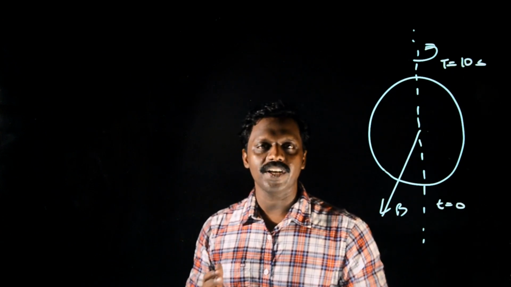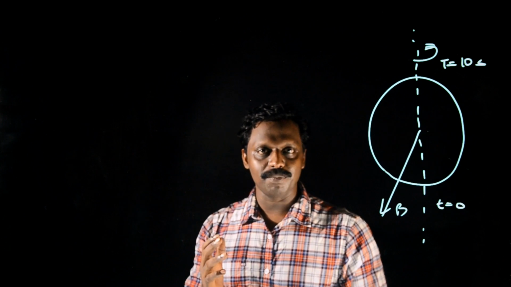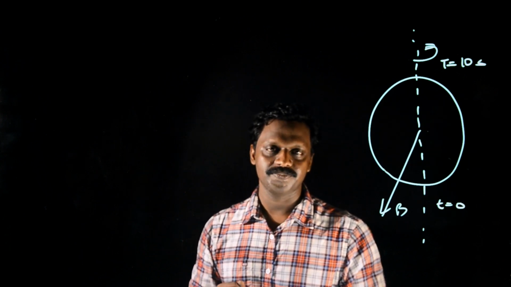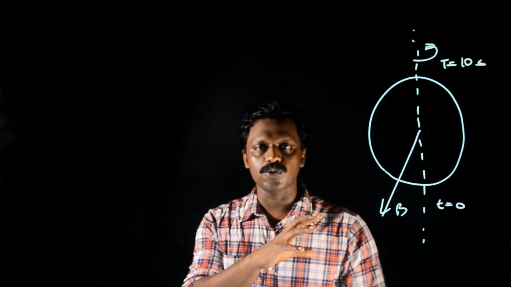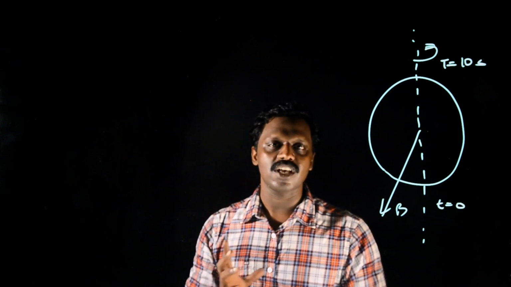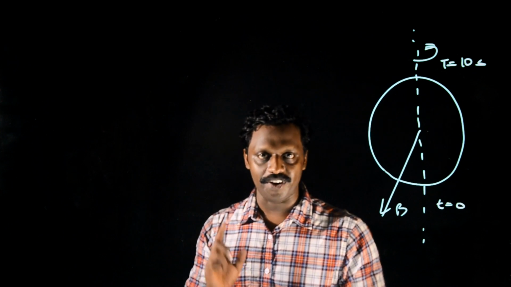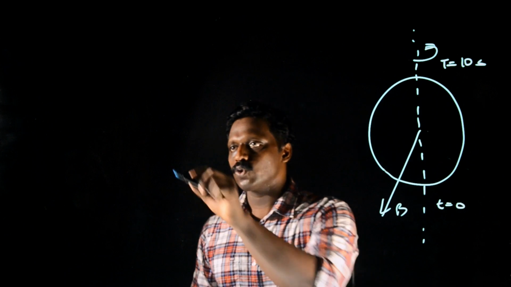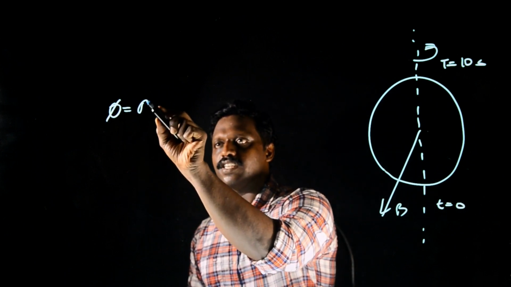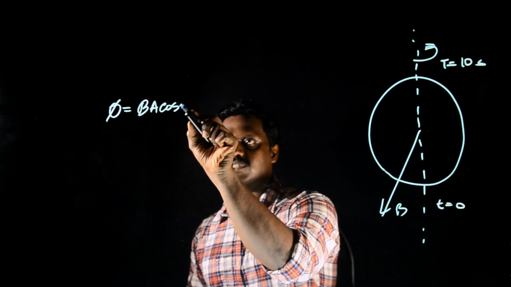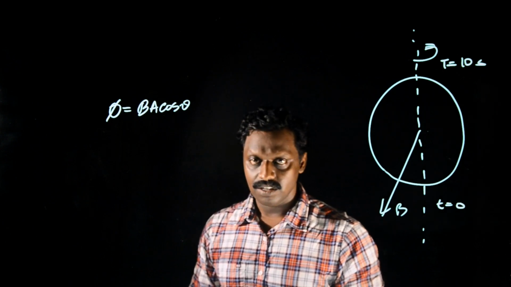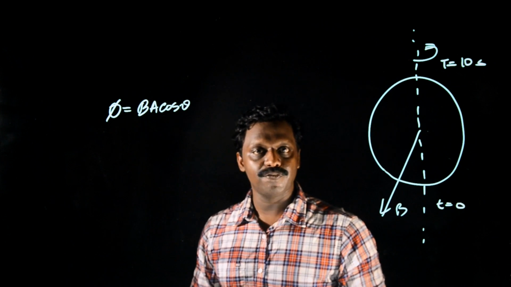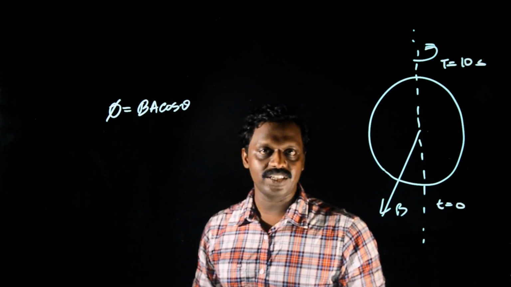We have to calculate the instants at which the induced EMF is maximum and minimum while the loop rotates in the magnetic field. Now, EMF will be induced because the magnetic flux associated with the loop changes as it rotates in the uniform magnetic field. The magnetic flux associated will be given by phi is equal to BA cos theta or B dot A, where theta is the angle between the magnetic field and the area vector.